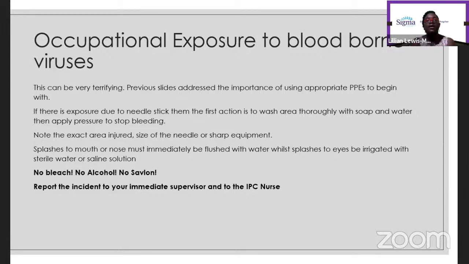So, all right. And like I said, it's important that we use the appropriate PPEs to begin with. So if you're wearing your gloves, that would be considered an additional barrier to reduce even the exposure that you would have had if you got stuck. And also, if you're using your sharps tray, then that in itself will further reduce the risk of you being stuck. If there's an exposure, however, due to a needle stick, then the first action is to wash the area thoroughly with soap and water. So you go to the pipe immediately, you wash the area properly with soap and water, and if it is still bleeding, then you need to add pressure after that to stop the bleeding.